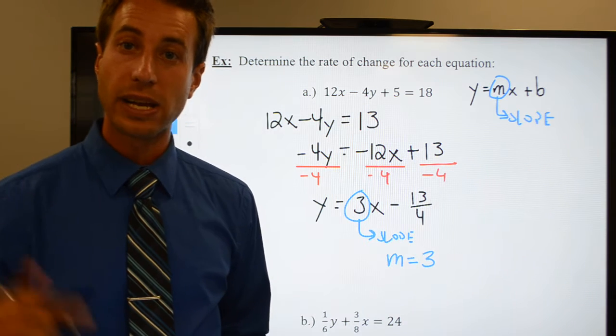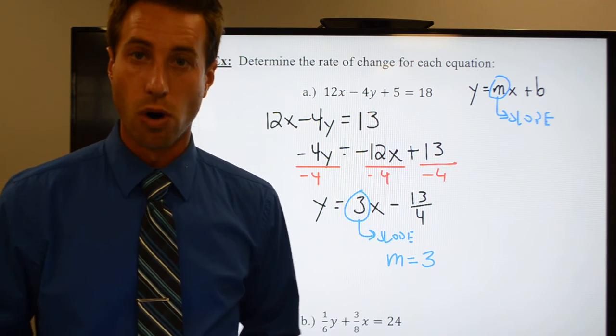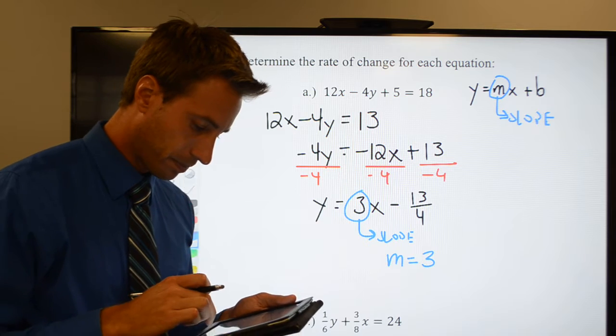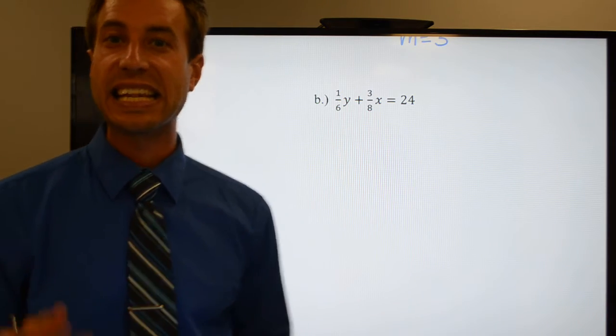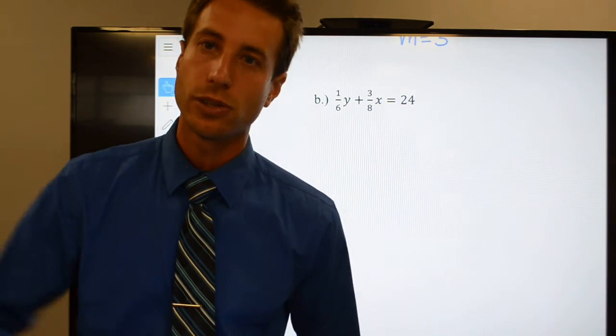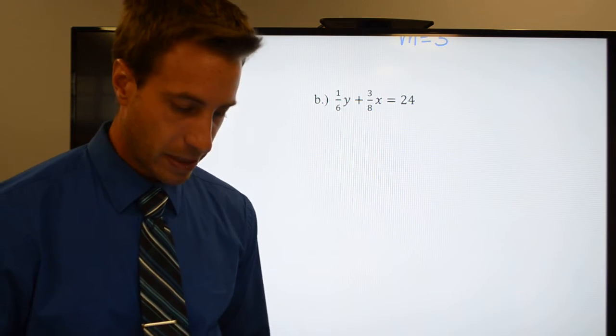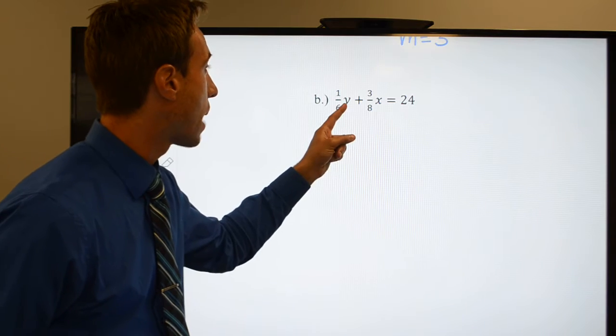A rise of 3 and a run of 1. Hey, let's try another one. We're going to do the exact same thing for this one. I need to get it in that slope-intercept form, and when I do, the m is going to be my slope. Here we go. I need to get that y by itself.